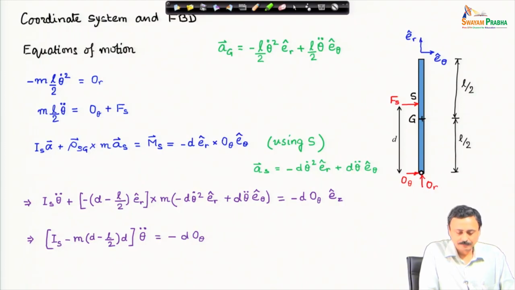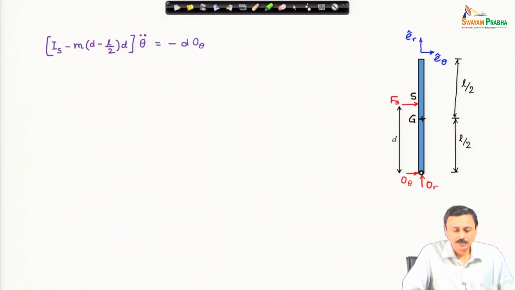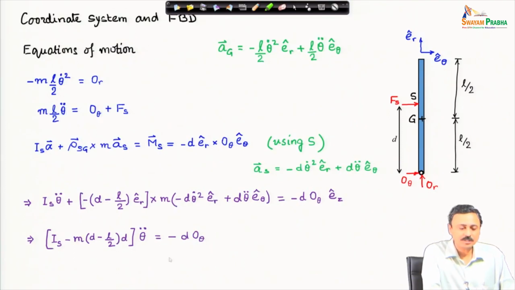I have written out this equation after simplification. So, I have some moment of inertia term times the angular acceleration equal to minus d times the distance times O theta. Okay, this is our equation of motion. Now, there will be some force in the O r direction, because as the door is moving, you will have some non-zero theta dot, angular velocity.